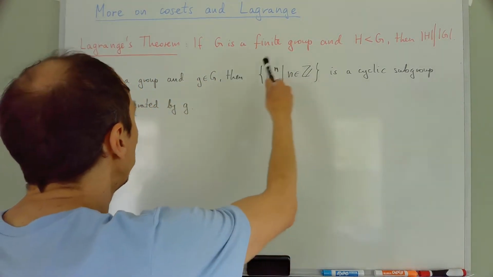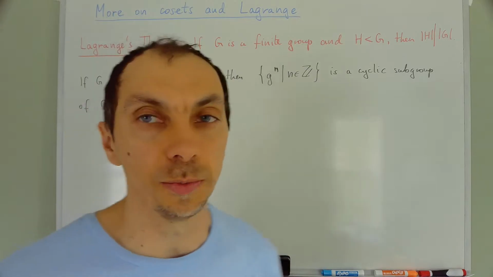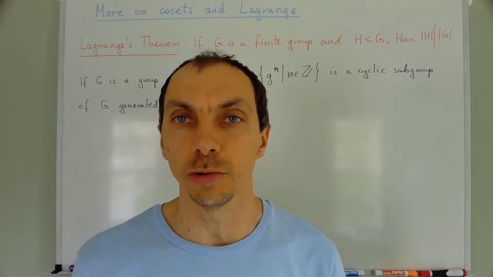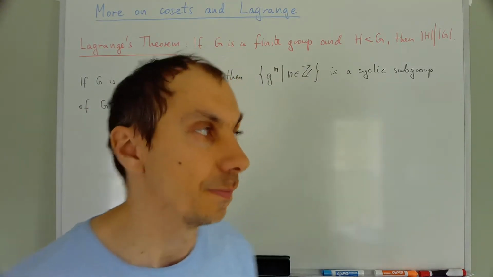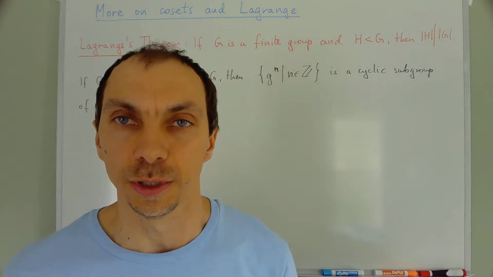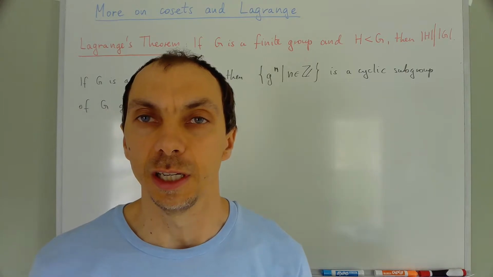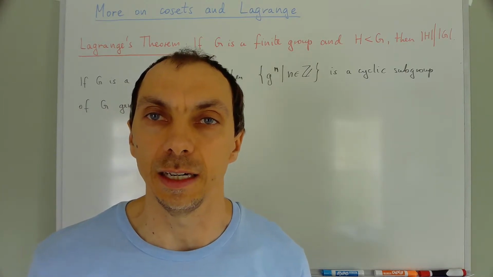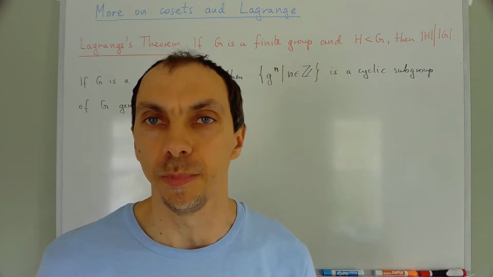So it's a subgroup of G, and secondly it's a cyclic subgroup because by definition the subgroup is generated by the element little g. So in every group, one way to create subgroups is to take any element in that group and look at all its powers.